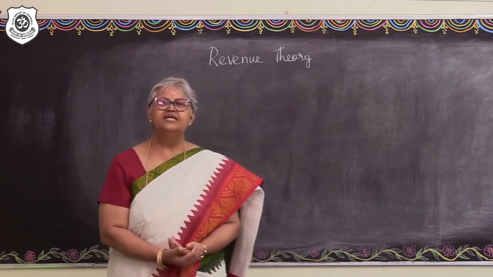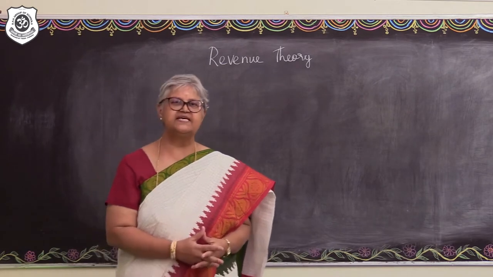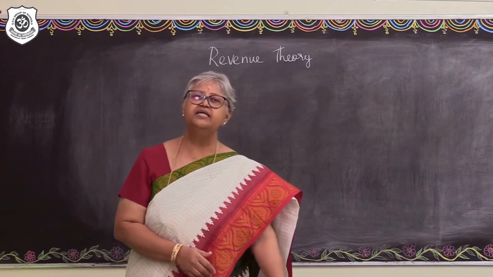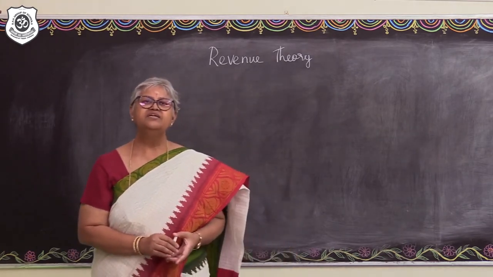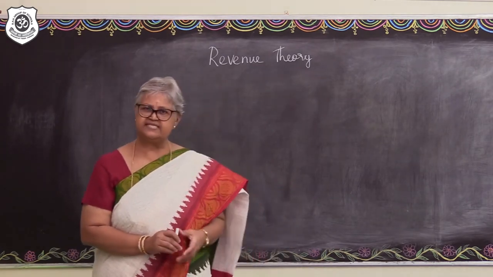In today's clipping, we are going to view the revenue theory as is discussed in class 11 microeconomics. What we have done already is the production function and then the cost theories as part of the producer behavior theories. Today, as part of the revenue, we'll understand how firms are able to generate revenue in two cases.